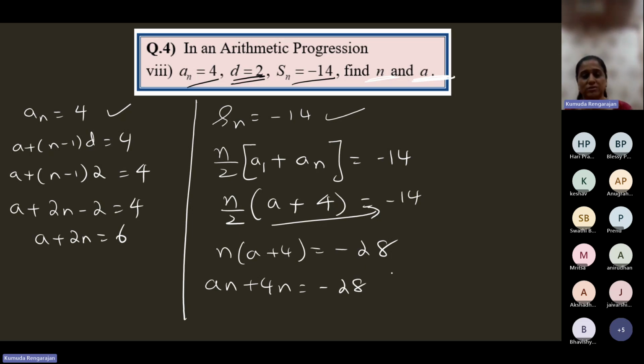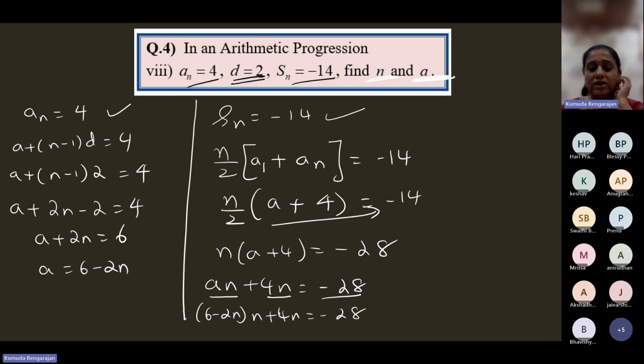So we have to use a substitution method because if you have both the equations in a and d, or a and n, then you can write them one below the other and solve. But you can see here, this is an plus 4n is equal to minus 28, and this one is a plus 2n is equal to 6. So you can use a substitution method. What is that? You can write a is equal to 6 minus 2n. And here, instead of a, you can use (6 minus 2n) into n plus 4n is equal to minus 28. So when you work this, you see one equation with only one unknown, n. Either you directly get the value of n, or you get a quadratic equation, you split the middle term and find the value of n.